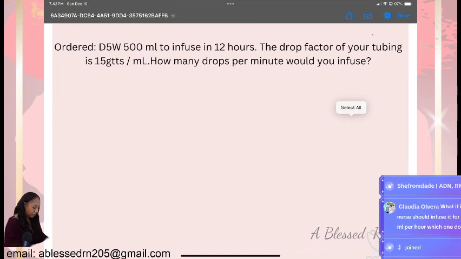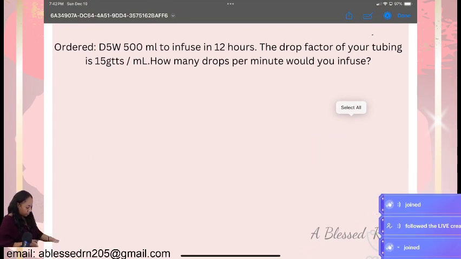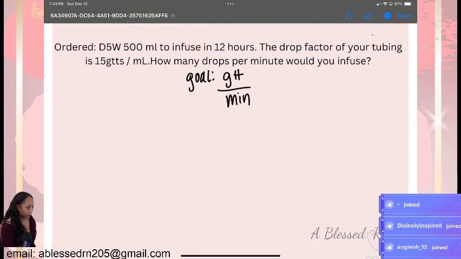All right. D5W, 500 mLs to infuse over 12 hours. The drop factor of your tubing is 15 drops per mL. How many drops per minute would you infuse? Okay, so we know that our goal is drops on the top and minutes on the bottom.